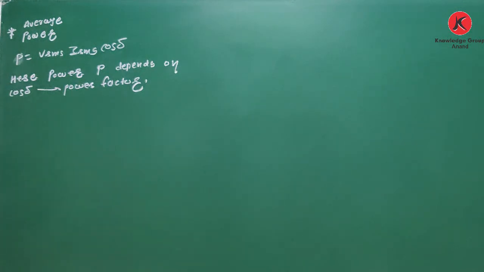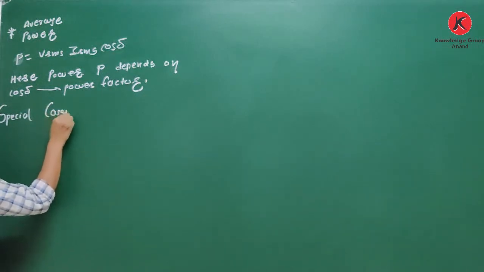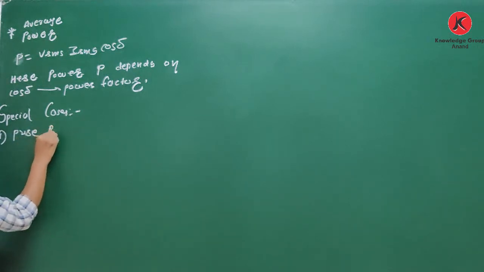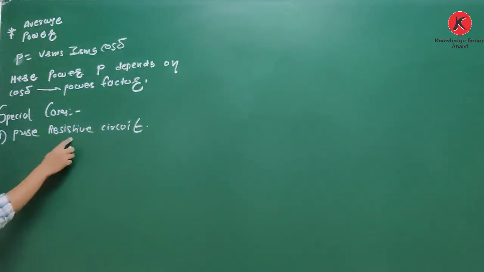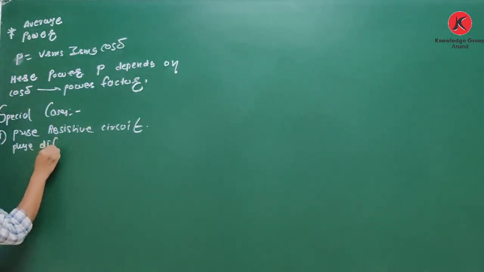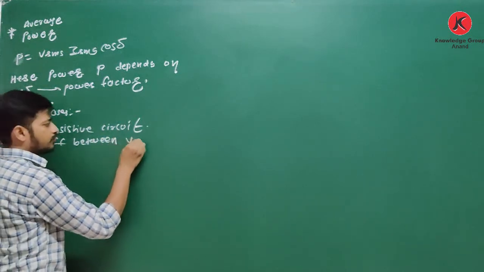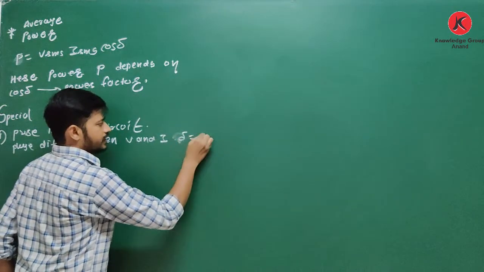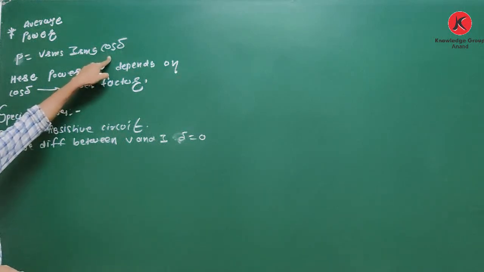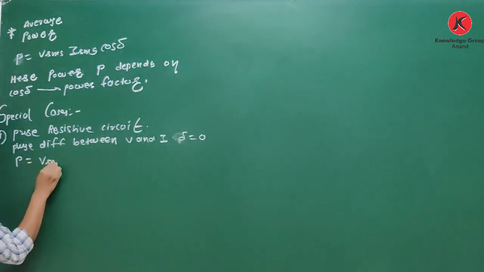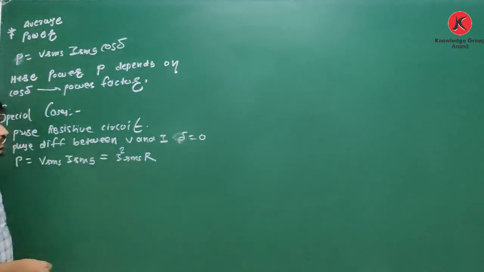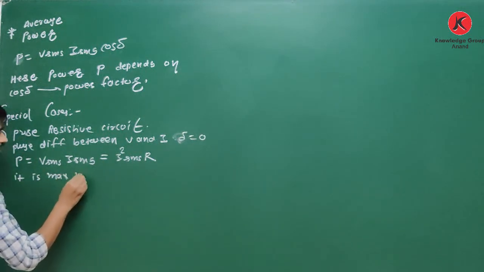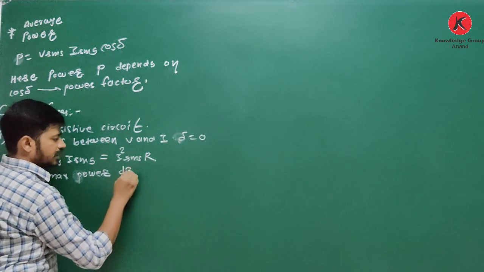Okay. Now what is power factor cos del? See here, first of all, we will see some special cases. First, for a pure resistive circuit, we know that the phase difference between V and I, that is del, is equal to 0. If in this equation you put cos del equal to cos 0, then power P is equal to Vrms Irms, or you can say Irms square R, and it is maximum power. It is the maximum power dissipated in the circuit.